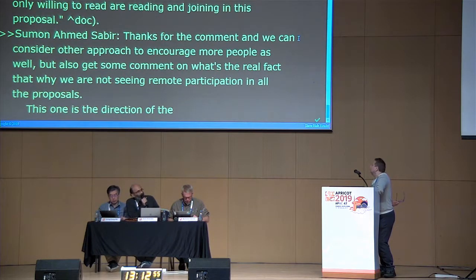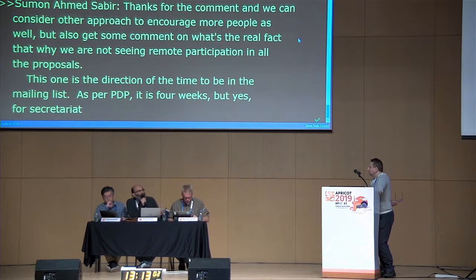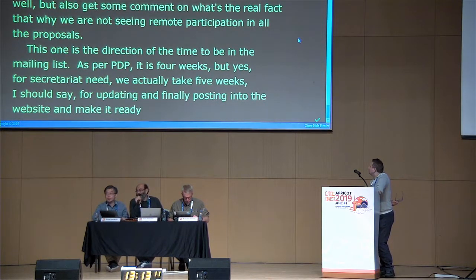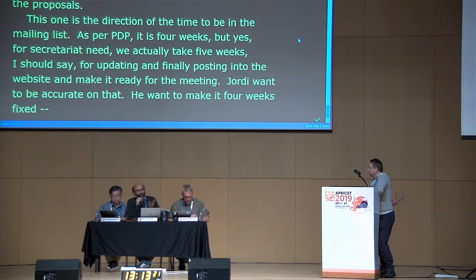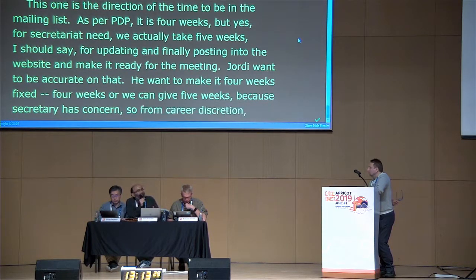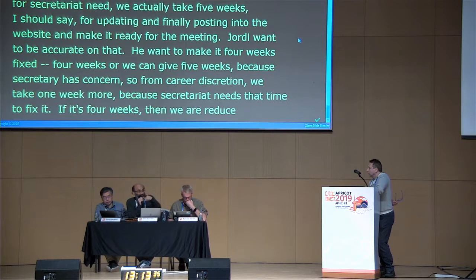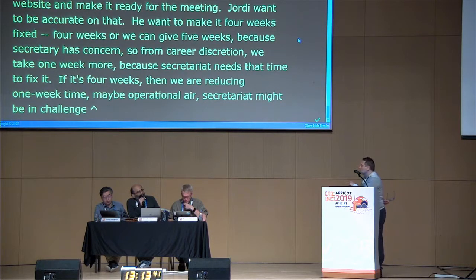So this one is the duration of the time to be in the mailing list. As per PDP, it is 4 weeks, but yes, for the secretariat's need, we actually take 5 weeks, I should say, for updating and finally posting it to the website and making it ready for the meeting. So Jody wants to be accurate on that. You want to make it 4 weeks fixed? Or we can keep 5 weeks, because the secretariat has a concern; from chair discretion we take 1 week more, because the secretariat needs that time to fix it. So if it's 4 weeks, then we're reducing 1 week, and maybe in the operational area the secretariat might be challenged. But that is 4 weeks since you announced the consensus.